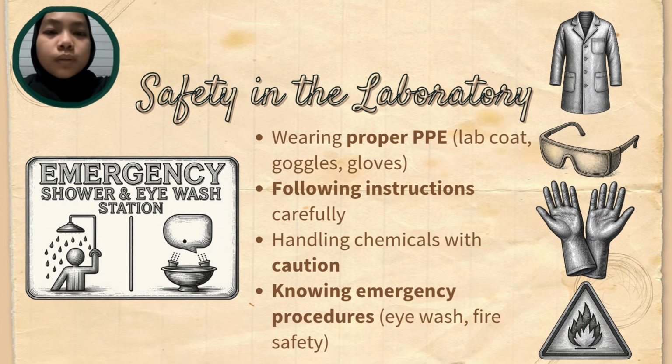Safety is also a very important aspect in the laboratory. We must always wear proper personal protective equipment such as lab coats, safety goggles, and gloves. In addition, we must follow all instructions carefully, handle chemicals responsibly, and avoid any unsafe behavior in the lab. It is also important to use emergency procedures such as the use of eye wash station and fire safety equipment.